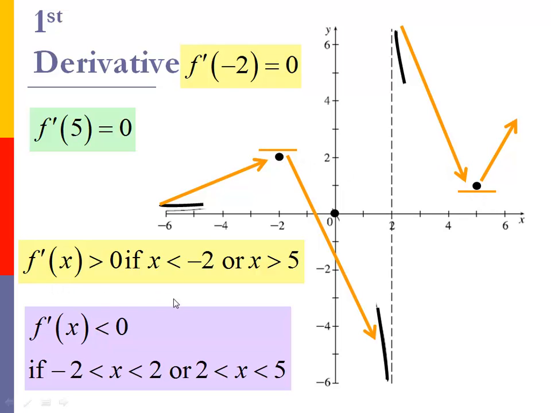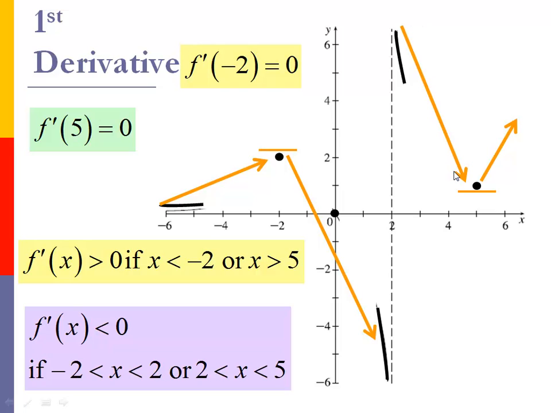Then I also looked at when the first derivative was greater than 0. That happened when I was to the left of -2, smaller than -2, or when I was larger than 5. I get increasing on the left side and increasing on the right side, because that's when our first derivative is positive. When the first derivative was negative, that's where I'm getting my decreasing situations. That happened between -2 and 2, and then between 2 and 5. So we're getting negative slopes, a decreasing part of the graph.